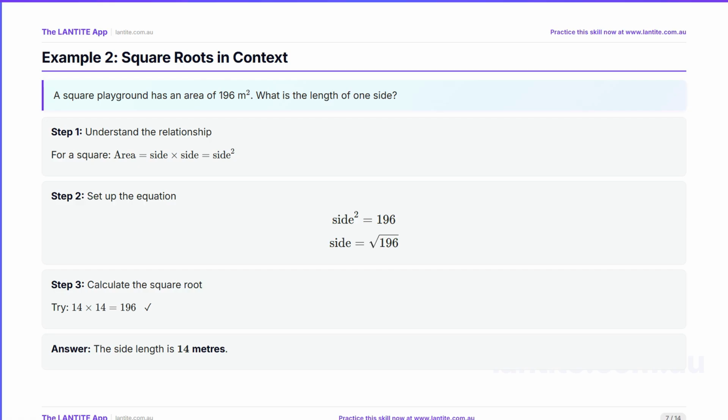If you didn't know that, you could estimate. We know 12 squared is 144, and 15 squared is 225, so the answer is between 12 and 15. Trying 14. 14 times 14 is 196, so the side length is 14 meters.